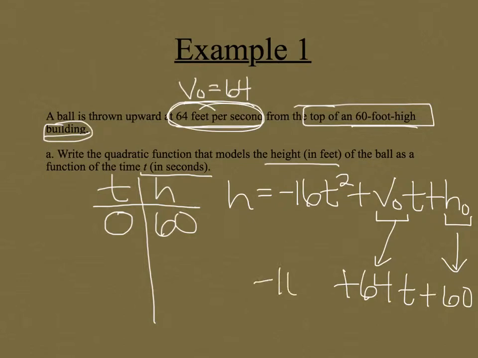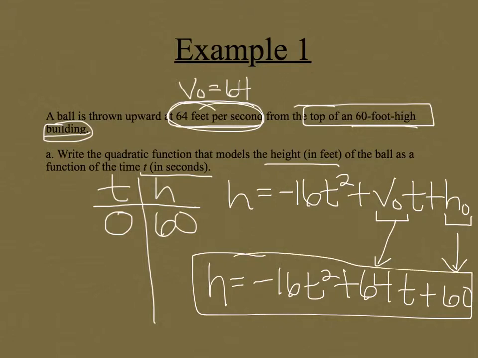And I have negative 16t squared plus 64t plus 60 is the equation for the ball being thrown up in the air. So it models the height of the ball at any time t in seconds.